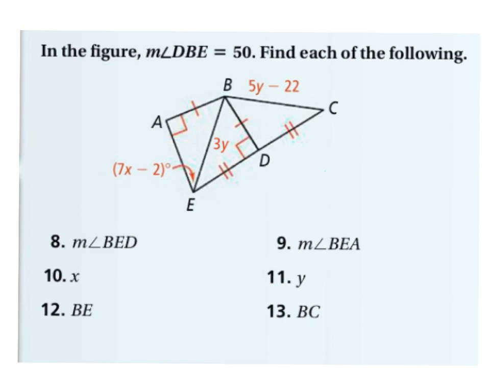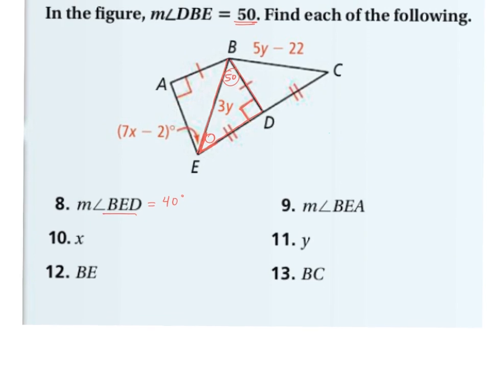So the first one asks the measure of angle BED. So BED, that's this angle right here. And it tells you that up here, that angle DBE is 50. So this angle is 50. So if you look at this triangle, you have a 90, a 50, and then something. So to add up to 180, that would have to be 40 degrees for that one.